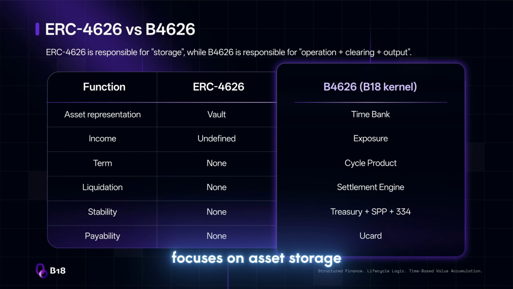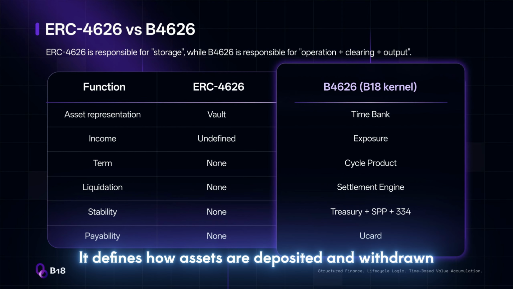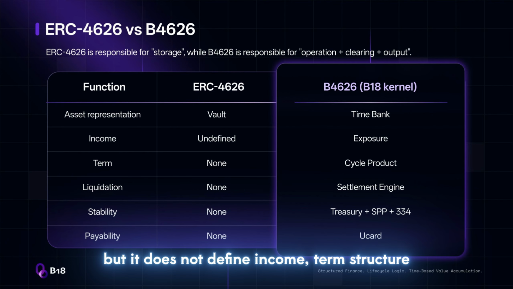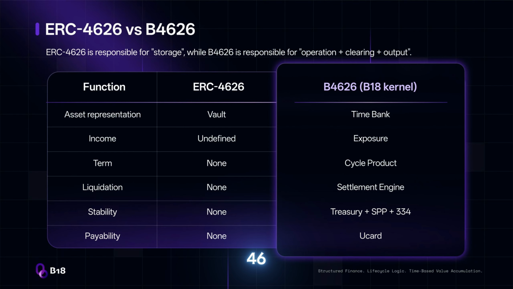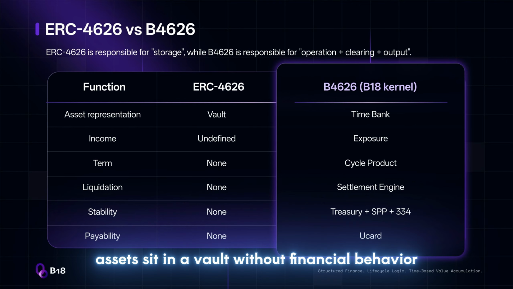ERC4626 focuses on asset storage. It defines how assets are deposited and withdrawn, but it does not define income, term structure, liquidation rules, stability, or payability. In ERC4626, assets sit in a vault without financial behavior.